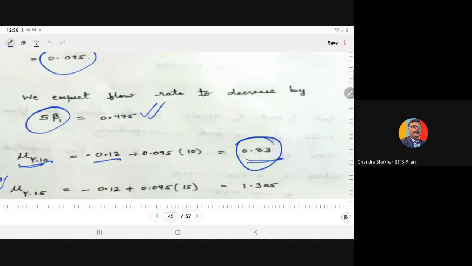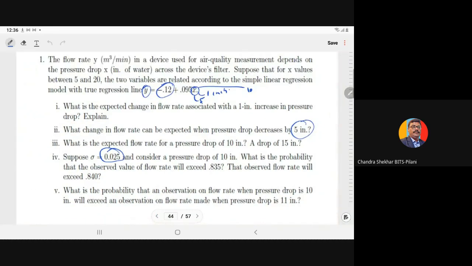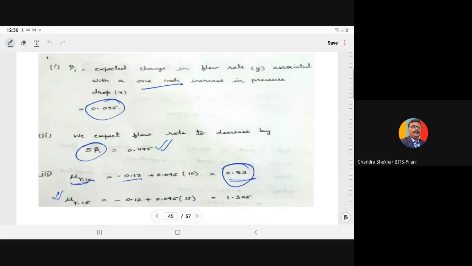So this question is based on linear regression. Here we have seen we can compute the expected change in the dependent variable for a particular value of the independent variable. That independent variable is random in nature. So that's why we are computing the expected value of the output variable. Then different kinds of probability are asked in this question.